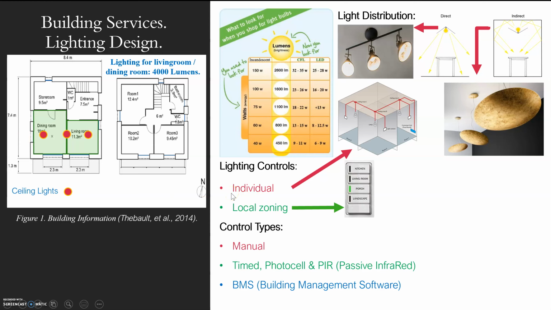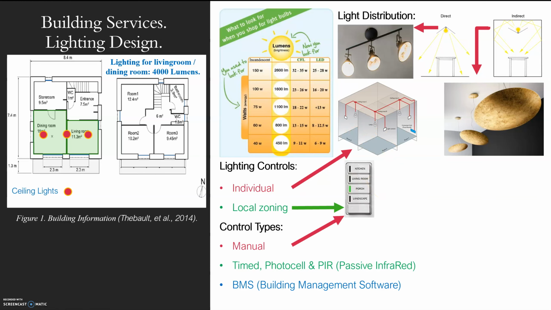The other alternative is zoning, where you have maybe 2 zones and these 2 lights go on in zone 1 or these 2 lights go on in zone 2. As you can see here, kitchen, living room, porch, landscape. So you've got different options with your switching. Your switch would still be on the wall maybe, or a remote or any other device. However, it would switch on 1 or 2 or maybe more lamps at the same time.